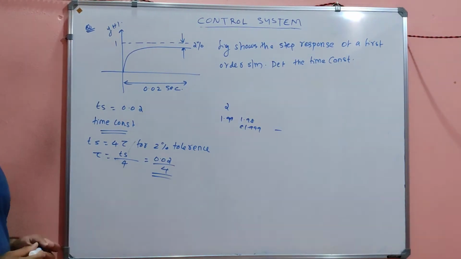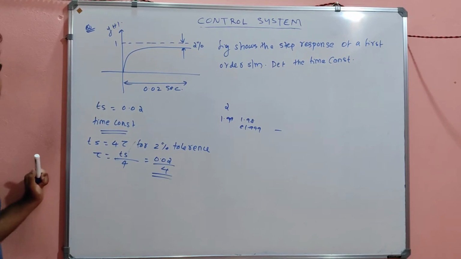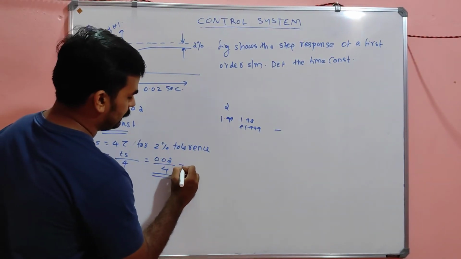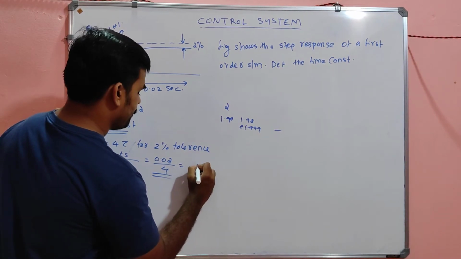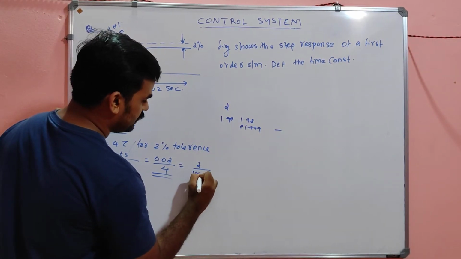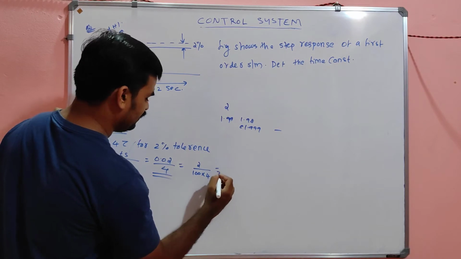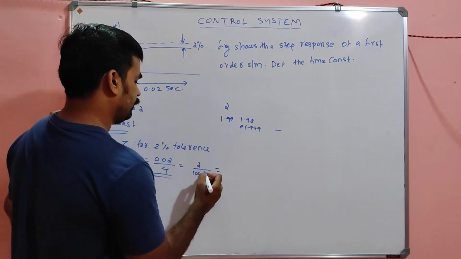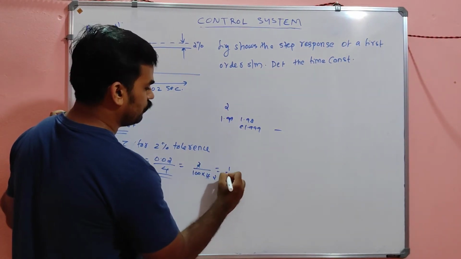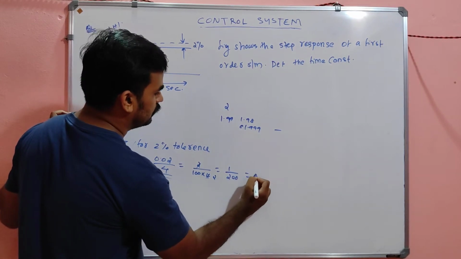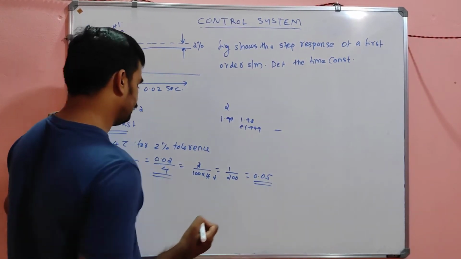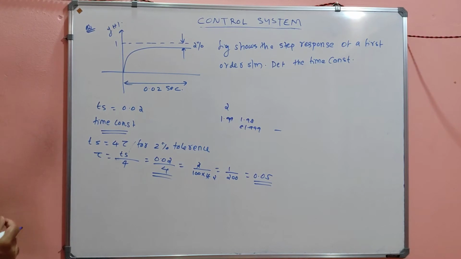Correct? 0.02 by 4 means it will be 0.005. It is 2 by 100 into 4, that is 1 by 200, which is 0.005. Correct?